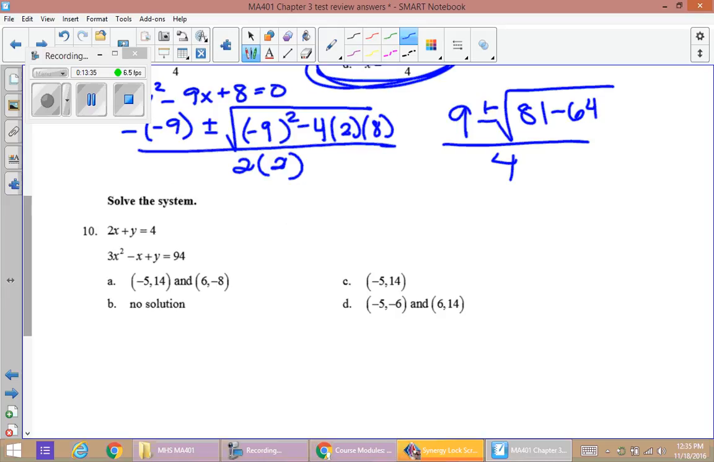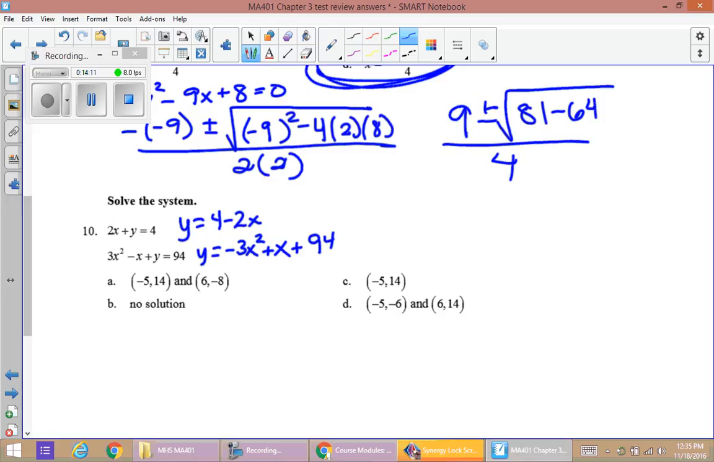Okay, down here it says solve the system. We can do this by hand if you want. If you do not want to, you do not have to, because you can plug it straight into the calculator. So y would equal 4 minus 2x, and then y would equal negative 3x squared plus x plus 94. And when you graph it, they're going to be crossing somewhere.